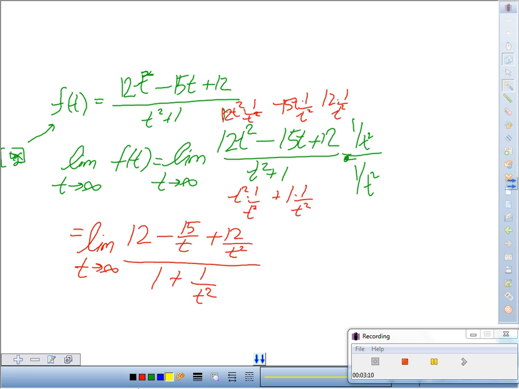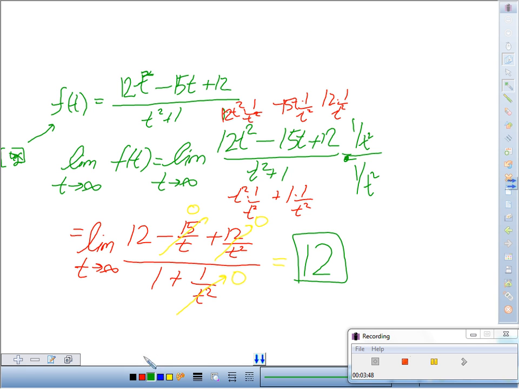So, as I take t going to infinity, anything with t in the denominator, those denominators are going to get really huge. That means the whole fraction is going to get really small and close to 0, right? So anything with t in the denominator is going to go to 0. Because we're taking the limit as the input goes to infinity. Okay, so all I'm left with is 12 over 1, right? So the answer is 12.